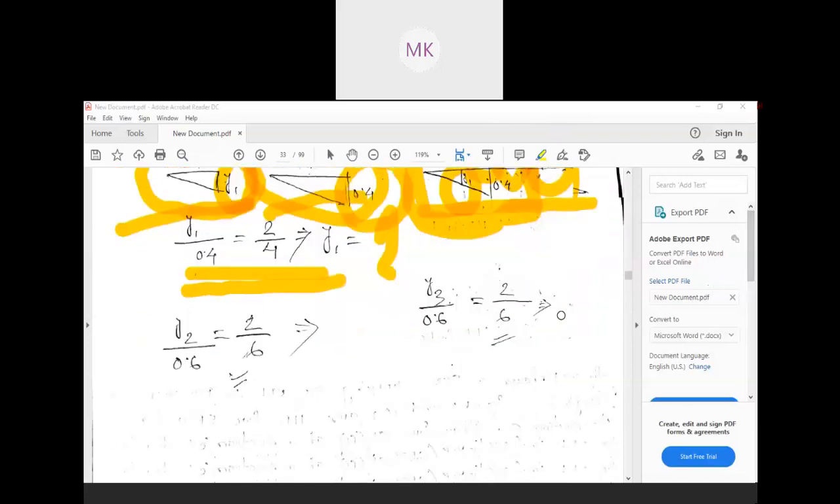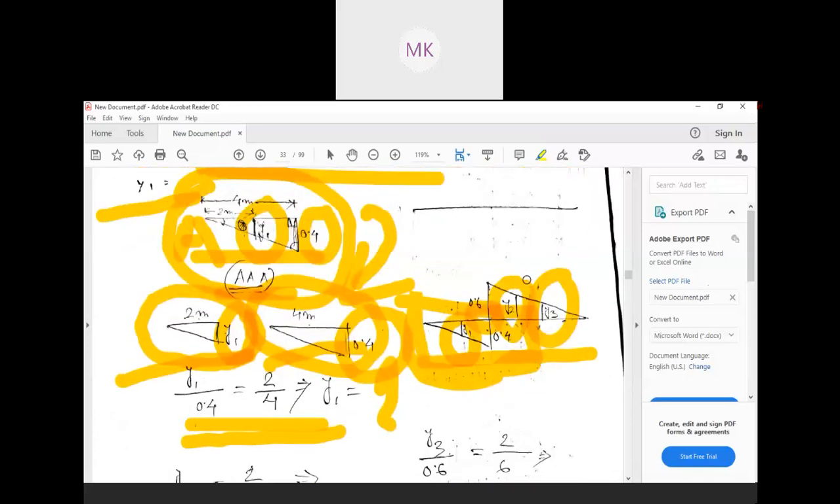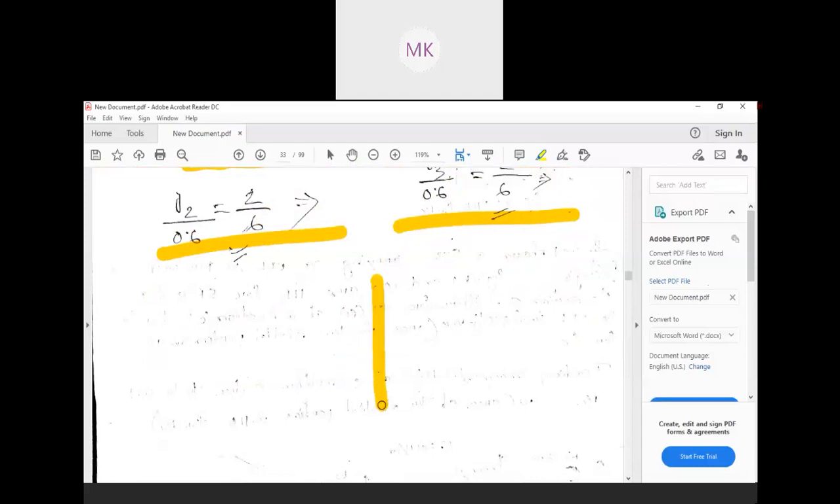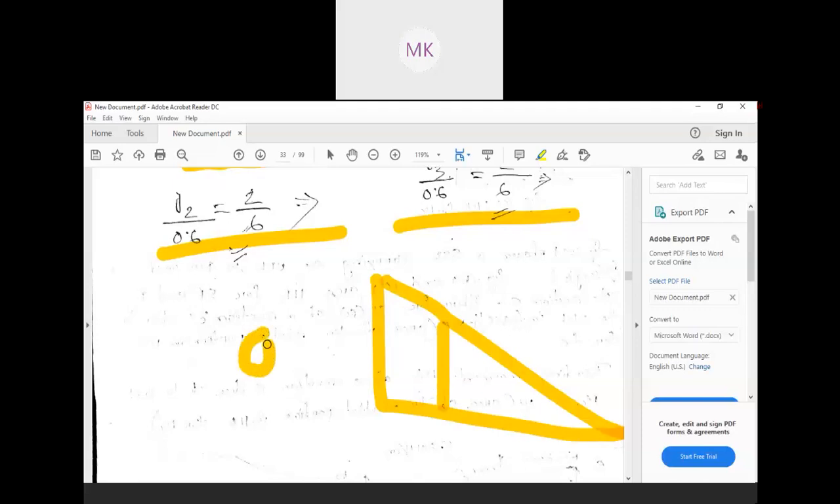Okay, fine. Similarly, you can easily find y2 and y3. How? Now we need to consider this triangle. See, I am drawing here. It may not be straight, I'm just showing you. For y2, it is on the upper side. This value is given, 0.6, and we need to find this y2.